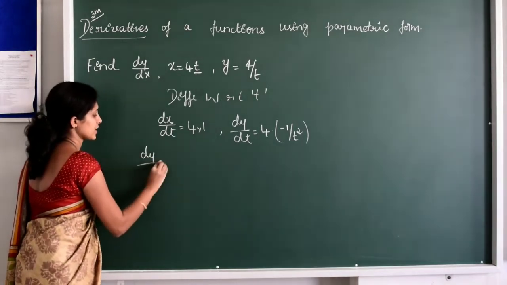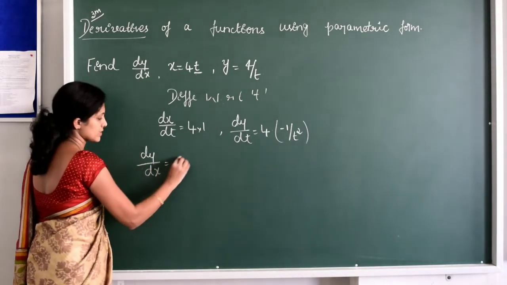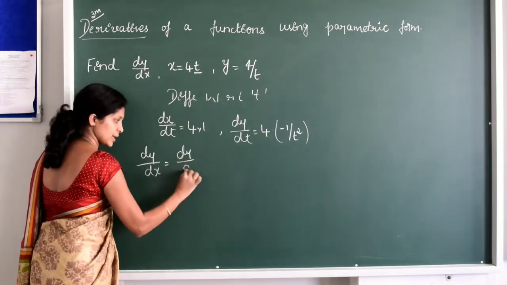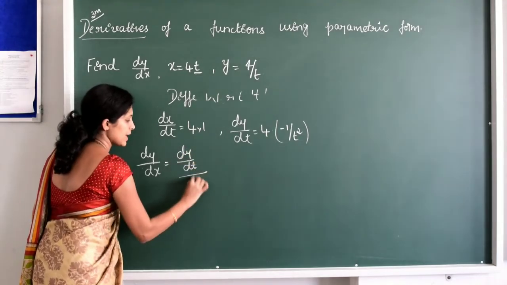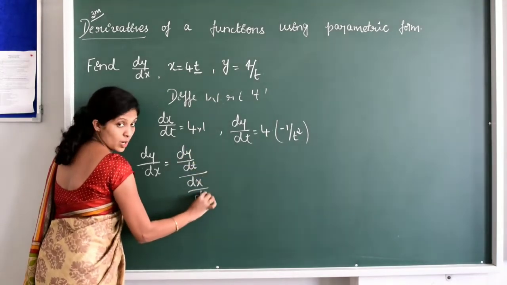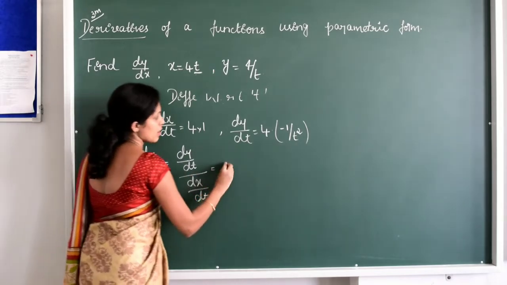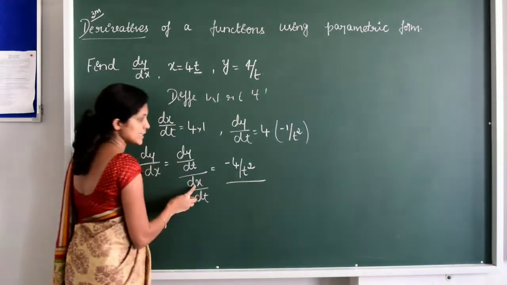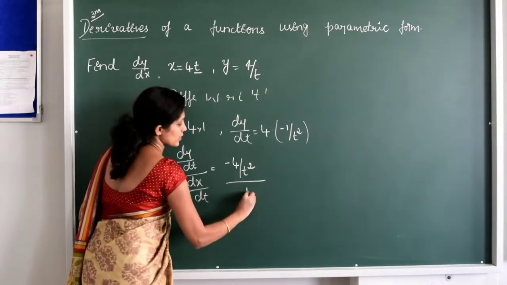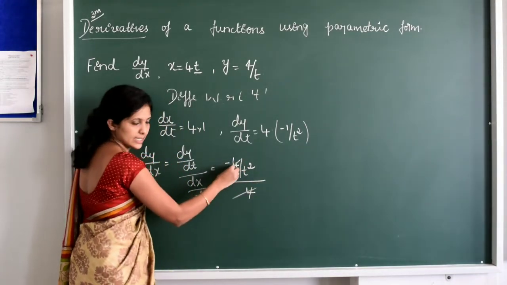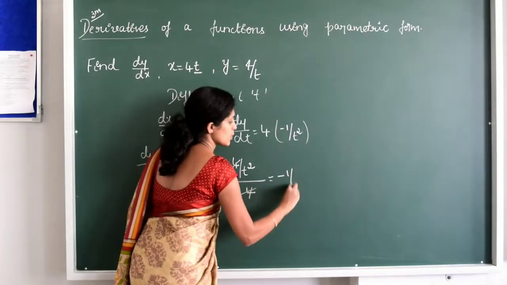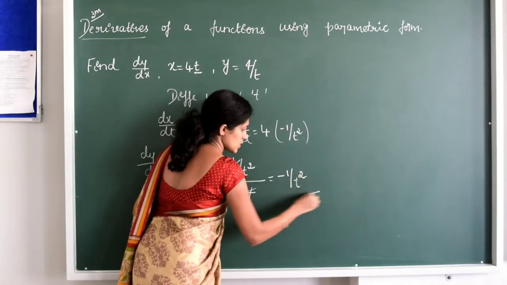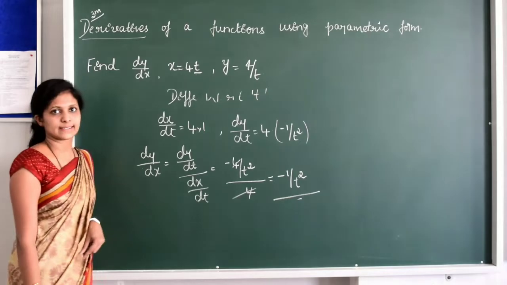Now we have to find dy by dx. So dy by dx can be written as dy by dt whole divided by dx by dt. What is dy by dt? It is minus 4 by t square whole divided by dx by dt is 4, right? So 4 and 4 will get cancelled. So this is equal to answer minus 1 by t square. So this is the dy by dx.